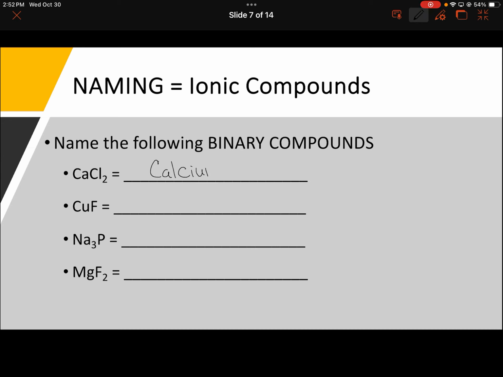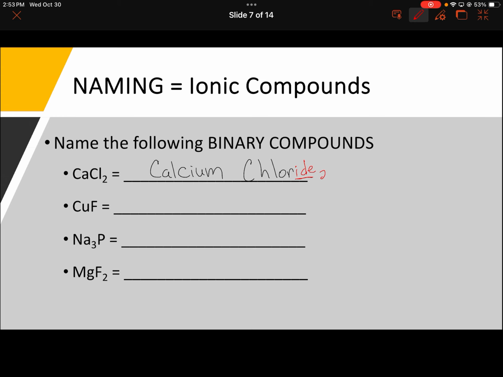So Ca is the element calcium. Cl is chlorine. I got those from my periodic table, so you will need to check your periodic table. And remember, since you are using your periodic table, correct spelling is important. And I will not write chlorine. I'll change that ending to chloride.